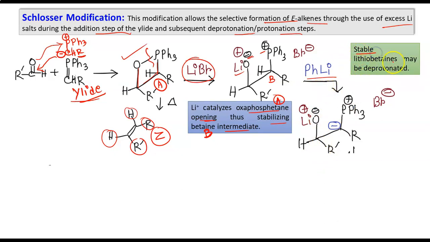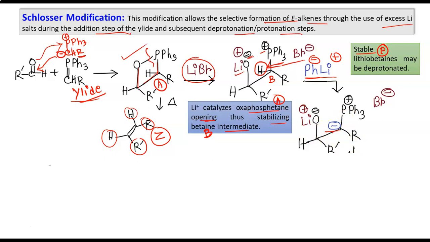Now this stable lithiobetaine is basically this B compound. Now it will be deprotonated. So this hydrogen will be removed by Ph-. So it is basically Ph- Li+. As Li is attached with Ph, it will act as base. So Ph- will capture this hydrogen, and as a result, there will be negative charge generation. That means now we will get carbonyl.